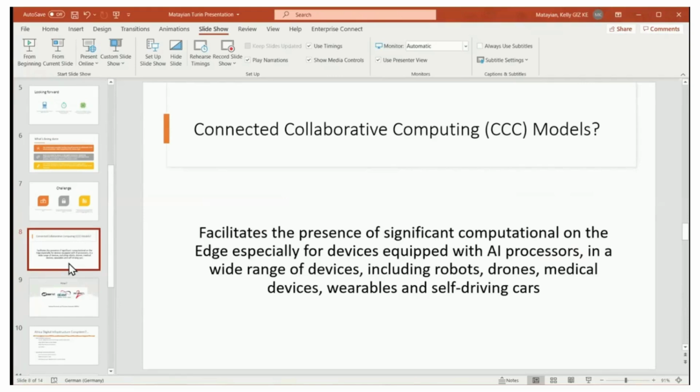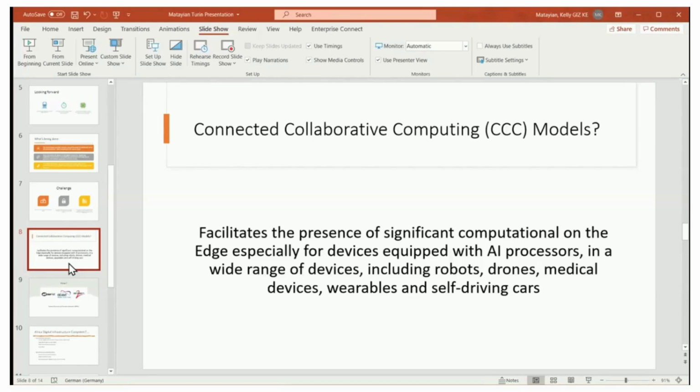Currently, connected collaborative computing models are being explored, especially within the European Union, and the idea is that it facilitates the presence of significant computational power on the edge, especially for devices equipped with AI processors in a wide range of devices, including robots, drones, medical devices, wearables, and self-driving cars.